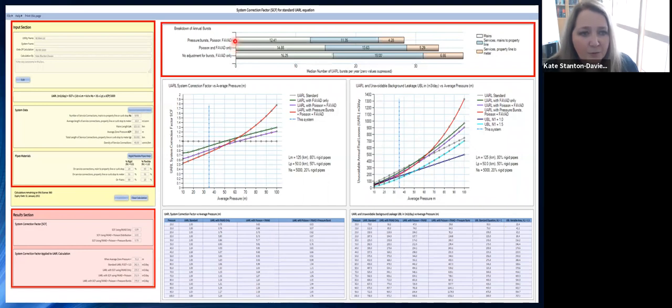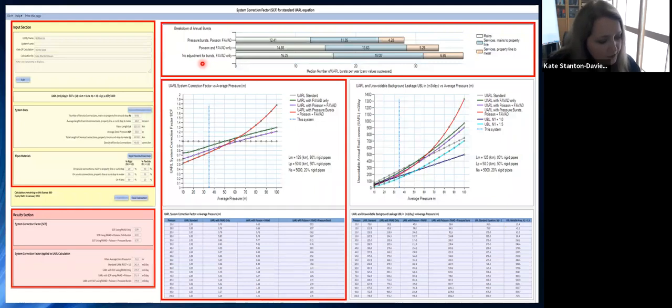And again, if we bring in pressure bursts as well as Poisson and FAVAD. You'll really see the changes here when you have a small system and you bring in the Poisson effect, or if you're operating at lower than 50 meters pressure as well. The first graph plots the values for the system correction factor against average pressure. And again, we'll look at one of these tables and graphs in a bit more detail in future slides.